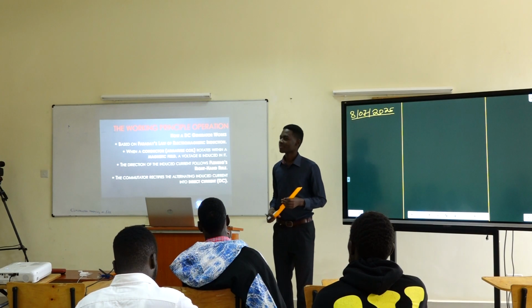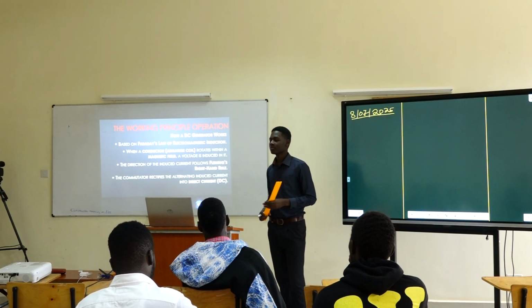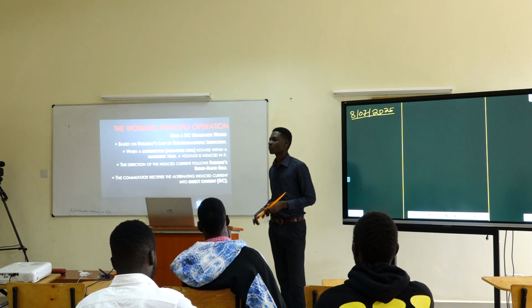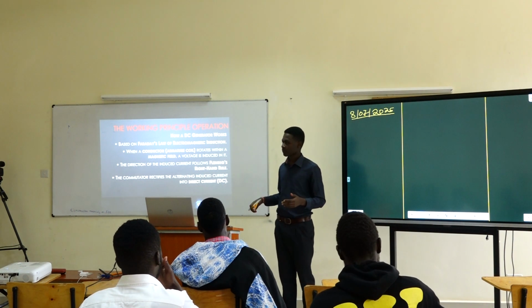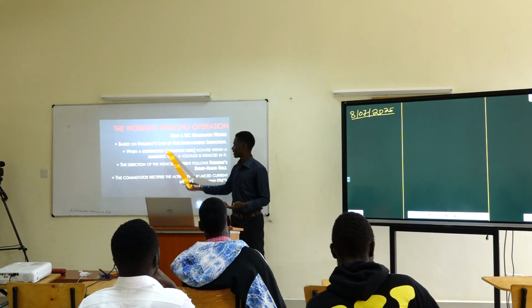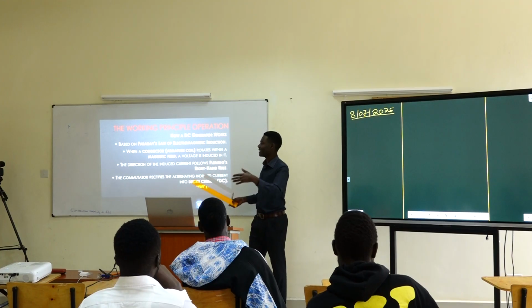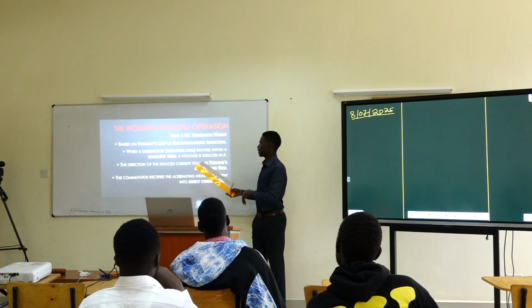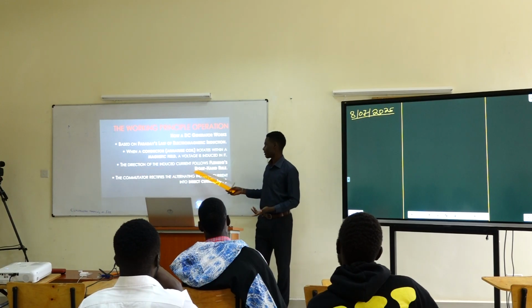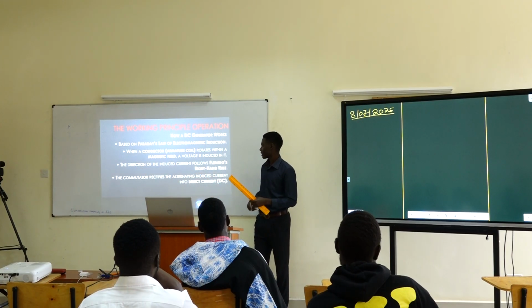So, based on Faraday's law, when the conductor or the armature coil rotates within a magnetic field, a voltage is induced in it. Yes, that's correct. Just when a conductor or the armature coil rotates within the magnetic field, a voltage is induced in it. The direction of the induced current follows Fleming's right hand rule.